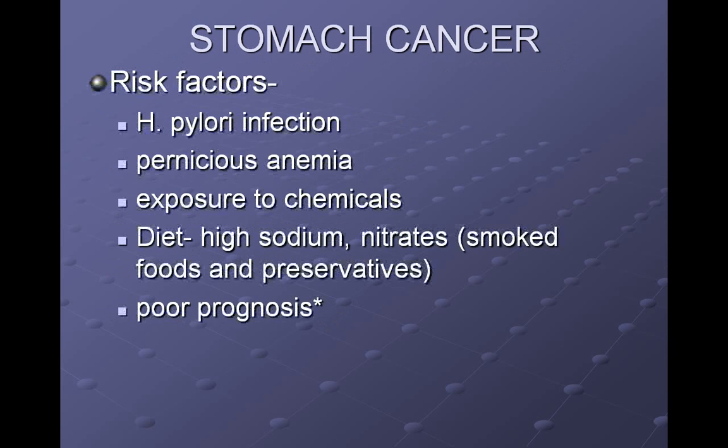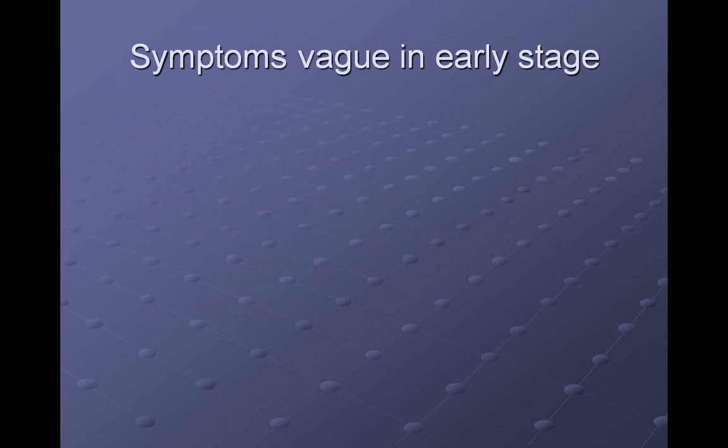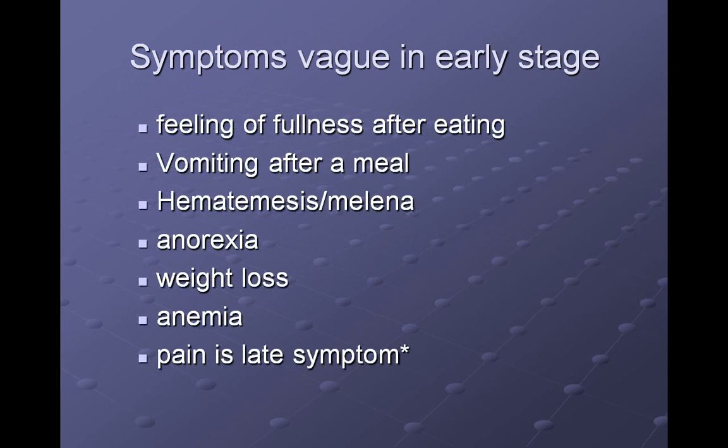Stomach cancer. Risk factors for stomach cancer include H. pylori infection, pernicious anemia, exposure to chemicals in the environment, diets high in sodium and nitrates, which can be found in smoked foods and preservatives, and the prognosis is poor. Symptoms are vague in the early stage. The person has a feeling of fullness after eating, vomiting after a meal, hematemesis or melena, anorexia, weight loss, anemia, and pain is present in the late stage.